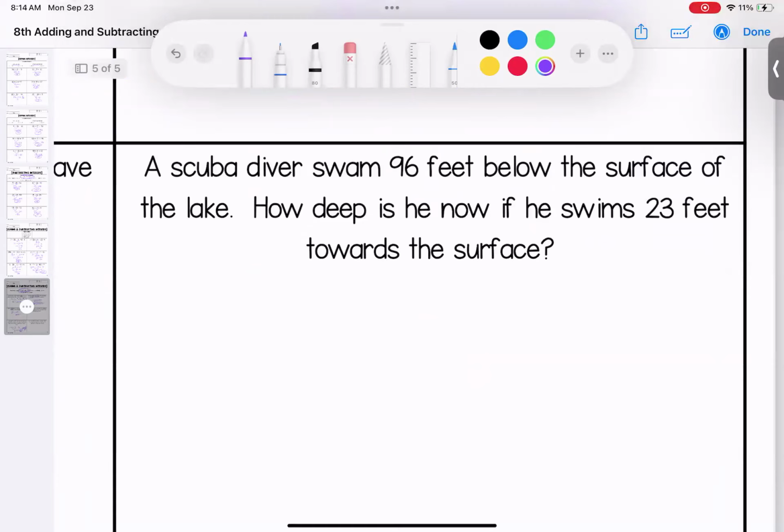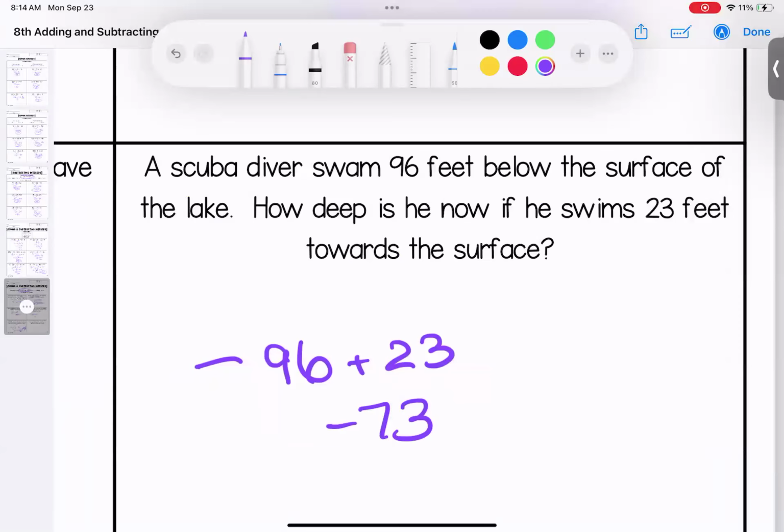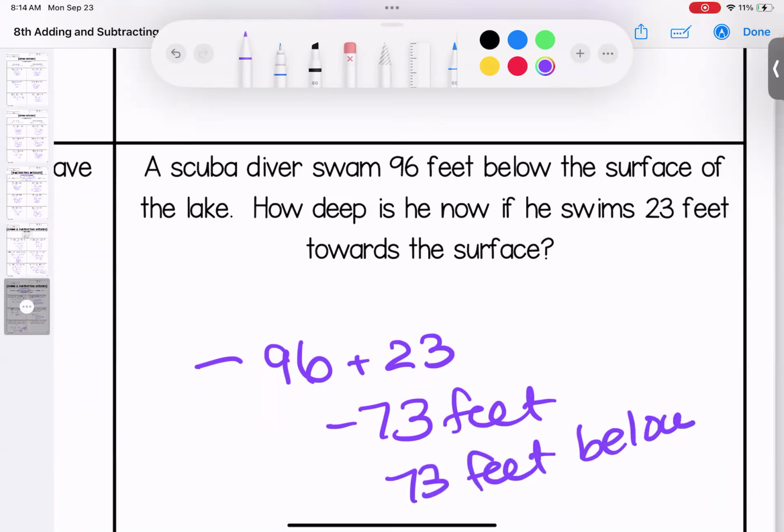Scuba divers swam down 96 feet below the surface of the lake. How deep is he now if he swims 23 feet towards the surface? He is now at negative 73 feet or 73 feet below surface. Either of these would be fine.